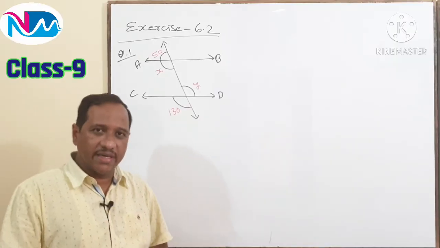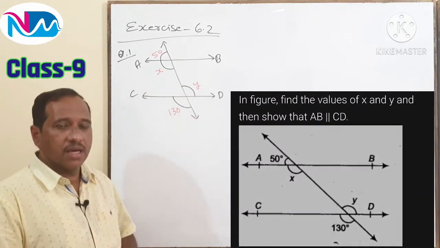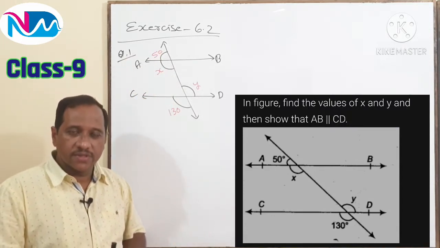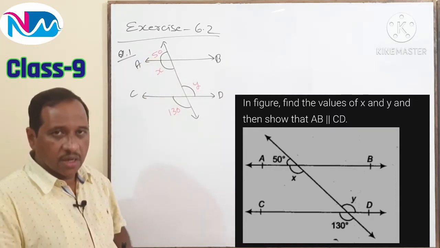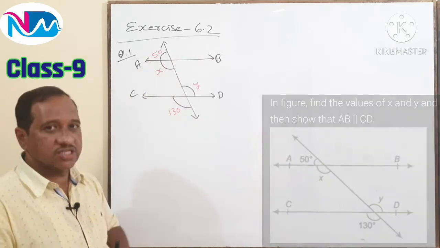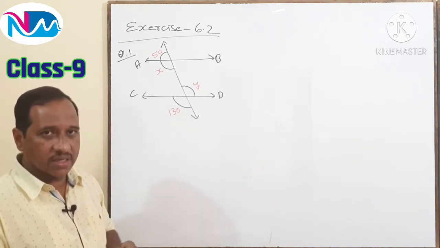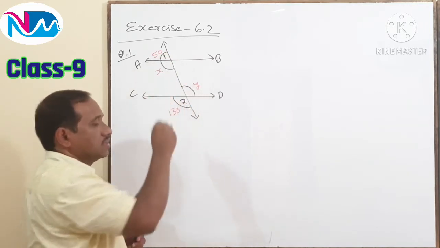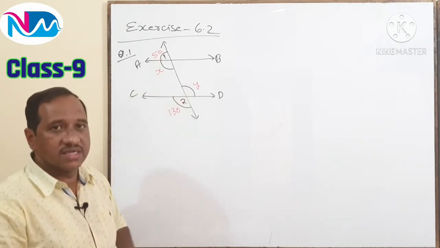The first question is, in the figure, find the values of x and y and hence show that AB is parallel to CD. According to the question, AB and CD are two straight lines intersected by a transversal, and we are given the values of two angles here. I call them angle 1 and angle 2. Angle 1 is 50 and angle 2 is 130.